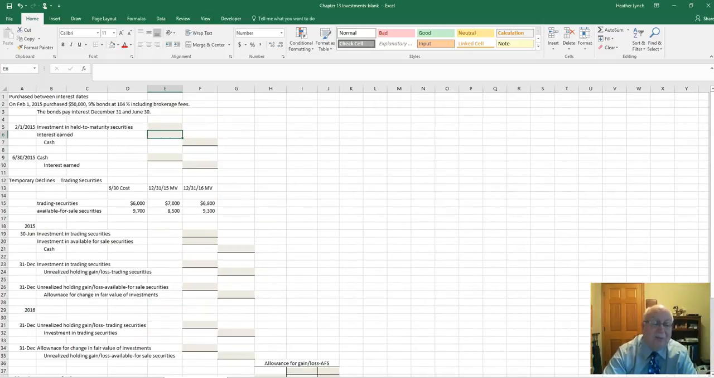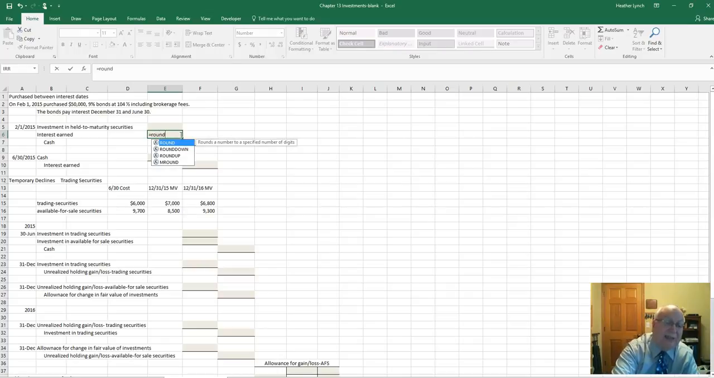Now, purchasing bonds between interest dates. Okay, we got a couple things on this one, but that's okay. On February 1st of 2015, we purchased 50,000 9% bonds at 104.5, including brokerage fees. The bonds pay interest December 31st and June 30th. Now here again, last time they paid would have been December 31st, so we're buying them 1 month after the interest period. So the easiest way of doing this first is to calculate the interest earned.